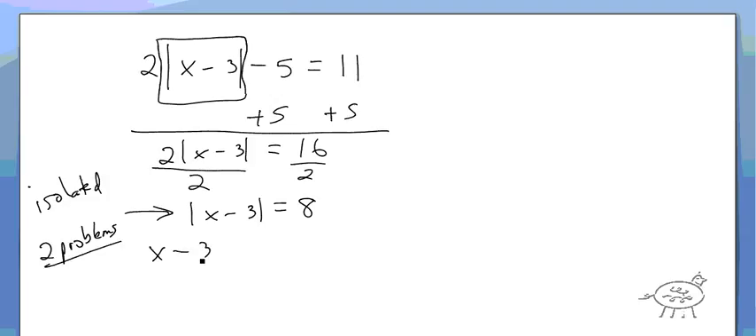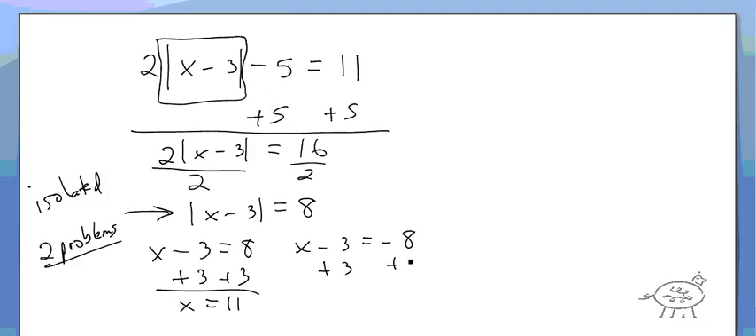x minus 3 equals positive 8, and x minus 3 equals negative 8. So there's your positive and there's your negative 8. And then you have two problems to solve. So you're going to add 3 to both sides. So x equals 11. And you're going to add 3 to both sides here.